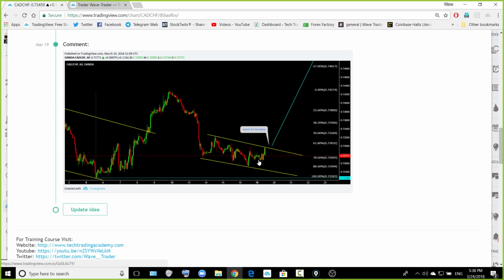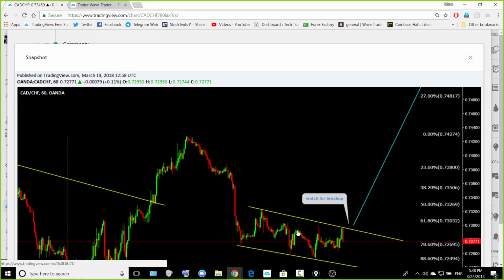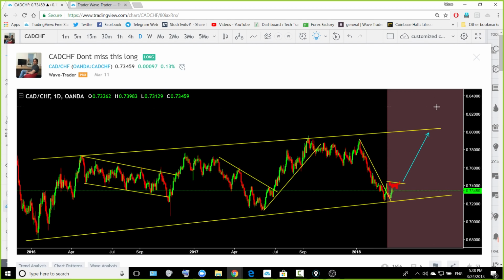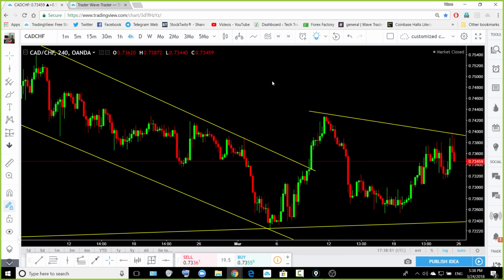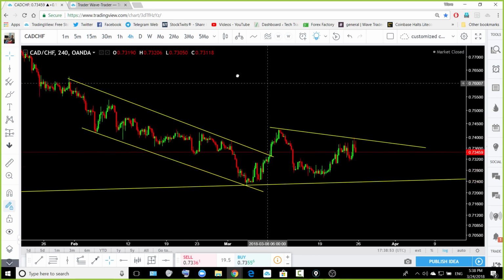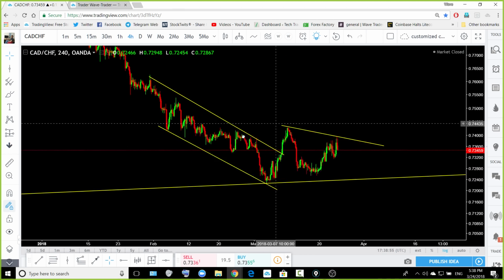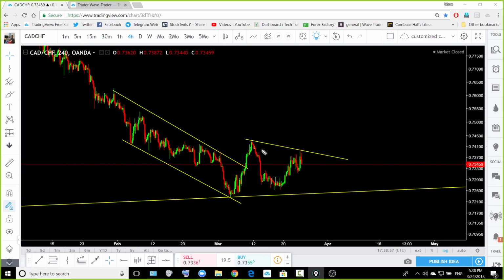So this channel broke up. There was a buy setup at the bottom at this area. If you are in that trade, that's okay. But what you need to do for next week, there is a possibility for this pair to go for one more move down. This one more move down can appear over there.